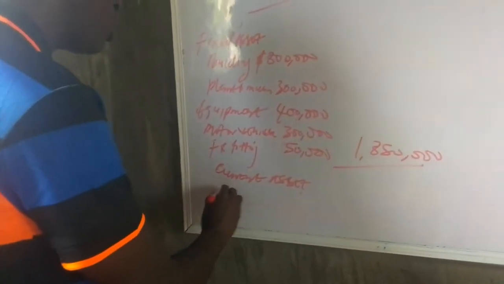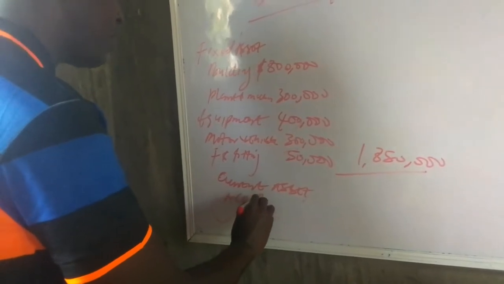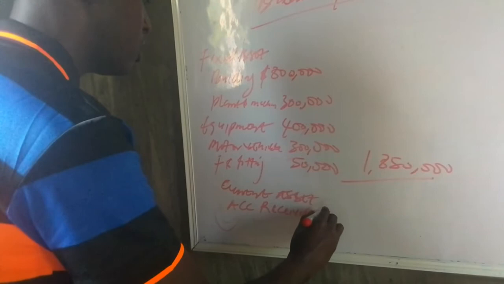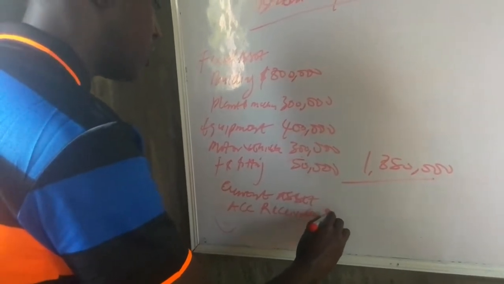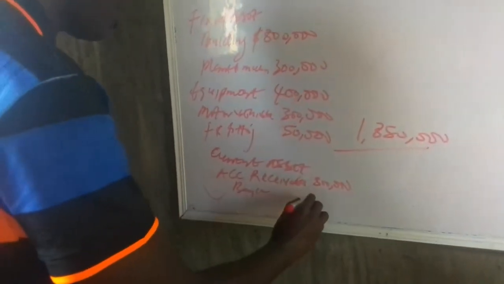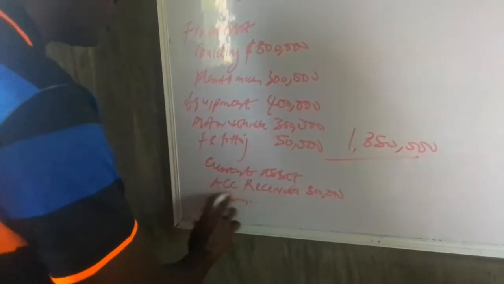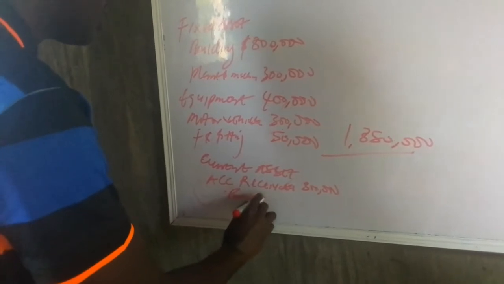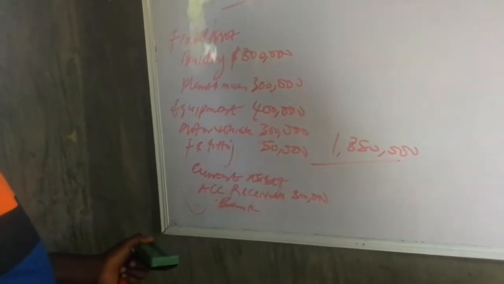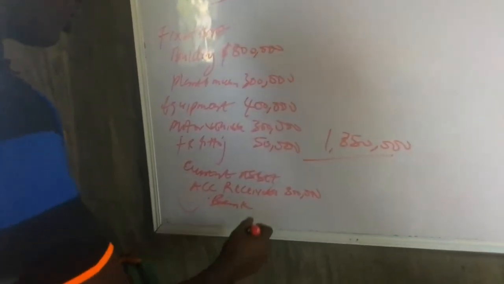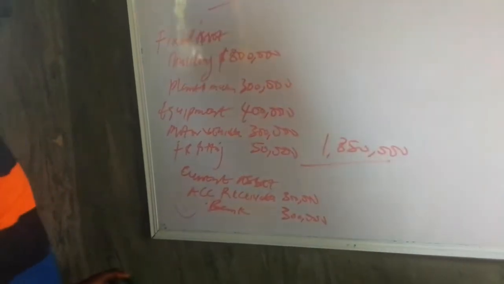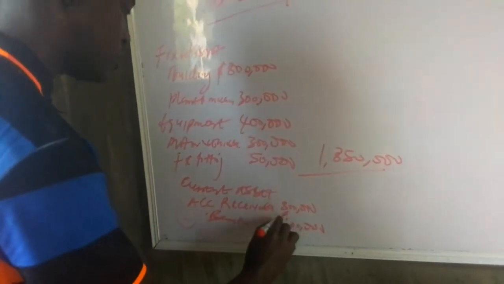We have accounts receivable, call it debtor. Receivable, we have it as $300,000. Then we have bank. This account receivable is debtors, or money that you expect to collect and convert to cash in the short term. So we have bank, you have $200,000 too. So let's say bank $500,000.